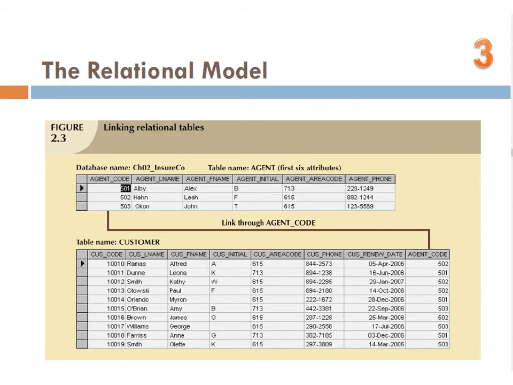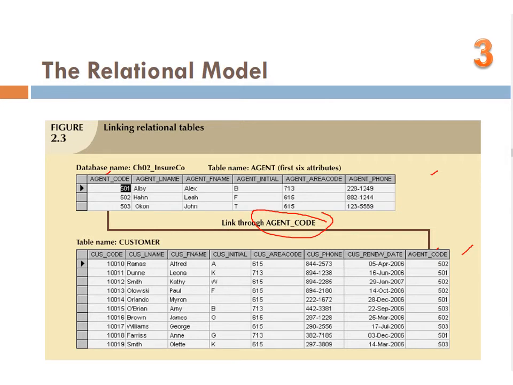Okay, this is an example of a relational model in table form. It shows that these two tables are related to each other by sharing a common attribute, which is agent code. So these two tables are related and linked through agent code, right?